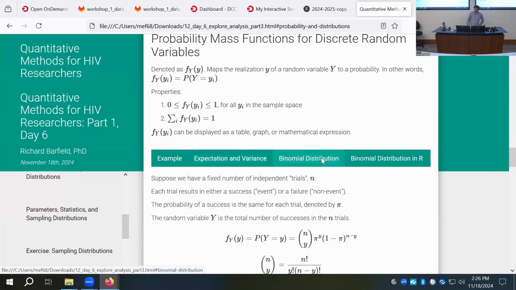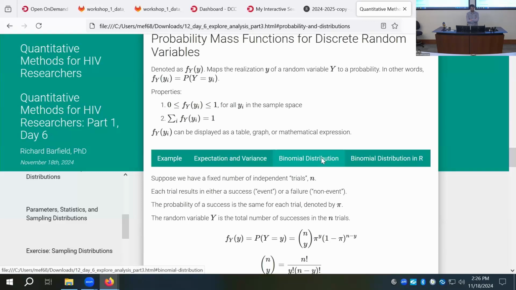All right. So binomial distribution. This is probably the most common, right? Next to the normal, one of the more common distributions out there. So the idea is we have some fixed number of independent trials. It could be like a coin toss, right? People often use coin tosses for this, or a roll of the die. Each trial is either a success, some event, or a failure.